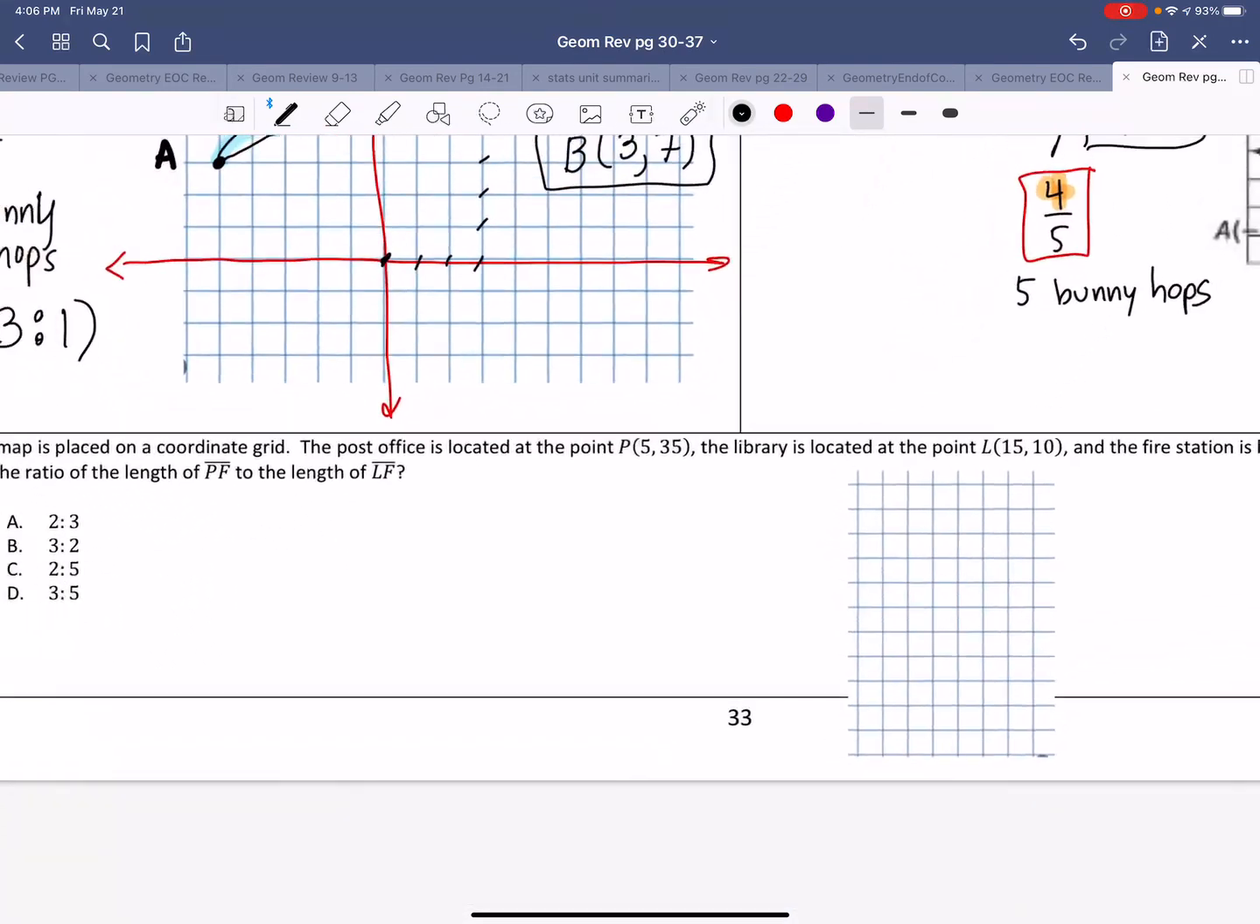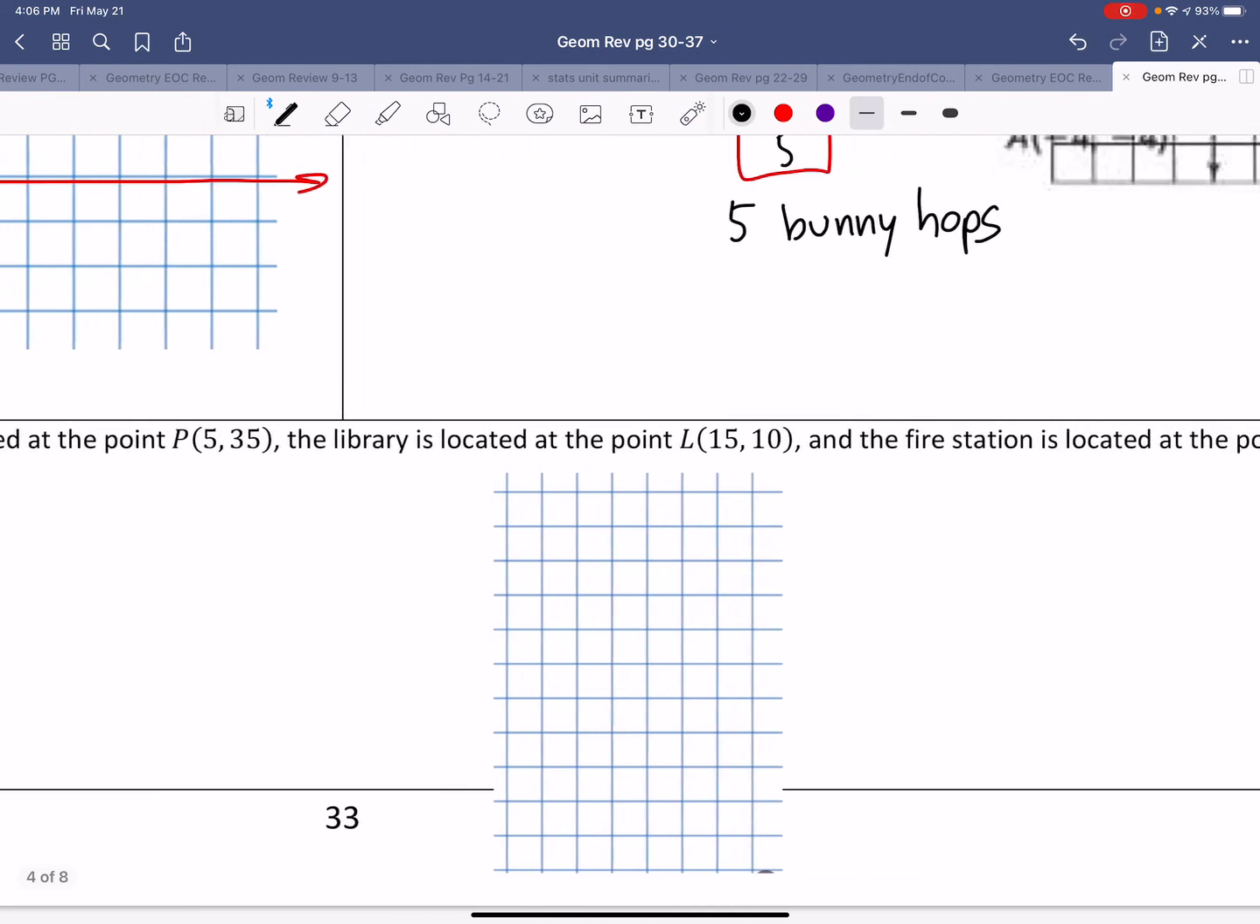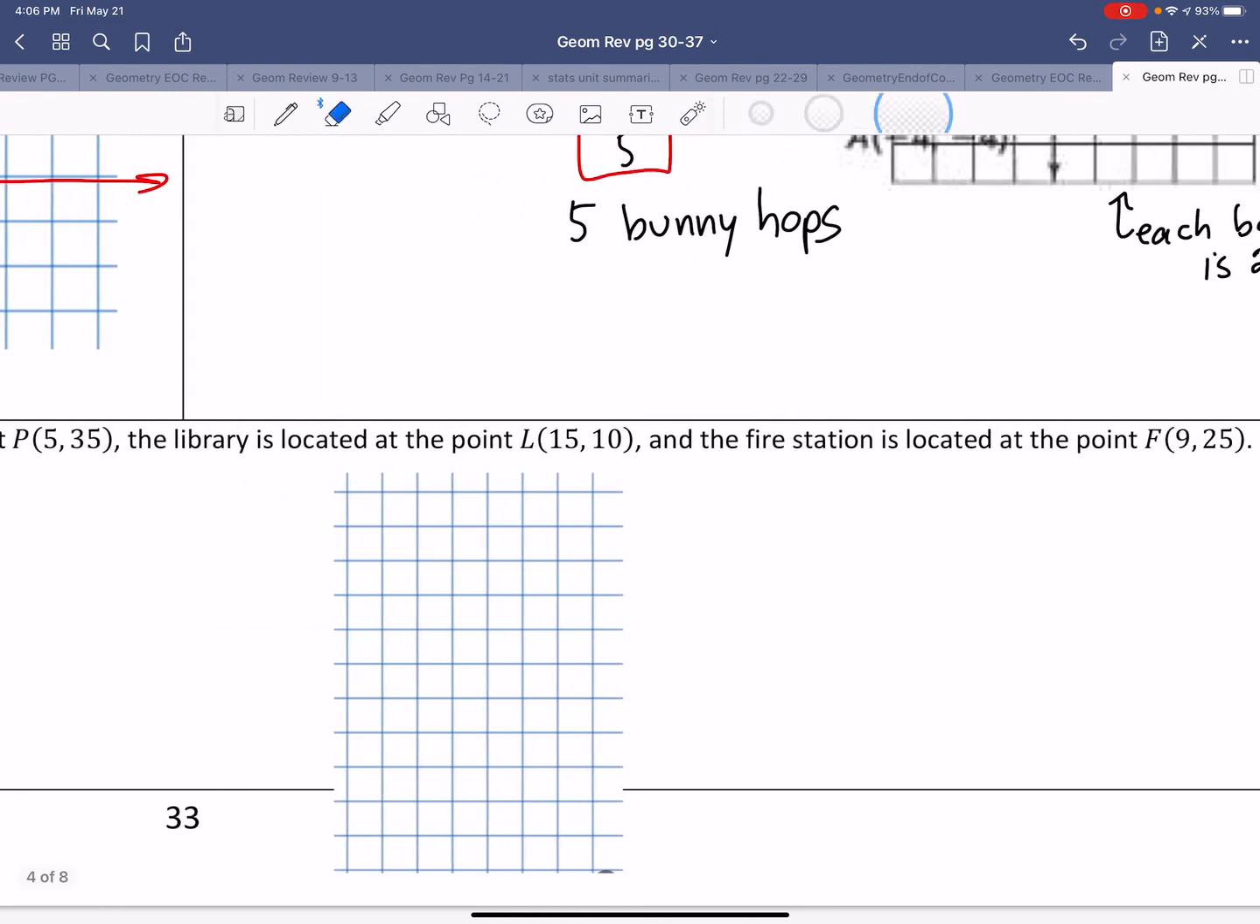It says a city map makes the coordinate. The post office is at 5, 35, the library is at 15, 10, and the fire station is at 9, 25. Okay, so I have all really big numbers, but most of them are in 5s, and they're all positive. So I just need quadrant 1. Looking at our first coordinate, it says 5 and 35. So 5, 10, 15, 20, 25, 30, 35. So this is point P at the coordinate 5, 35. L is at 15, 10. That's my library. And I'm going to connect this line here. I'm just going to draw it straight.